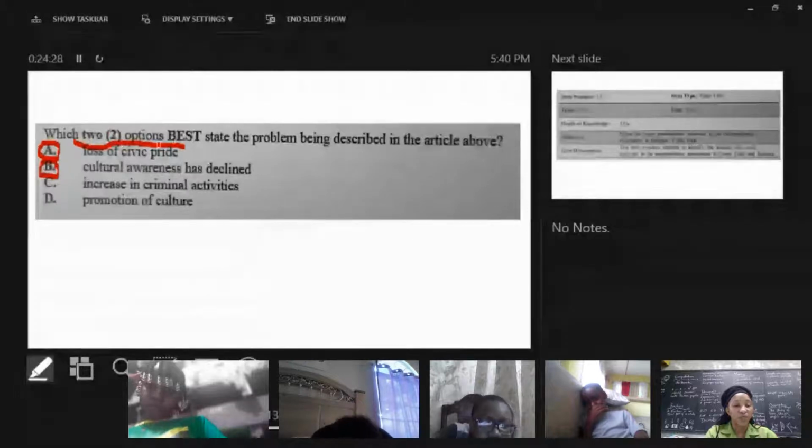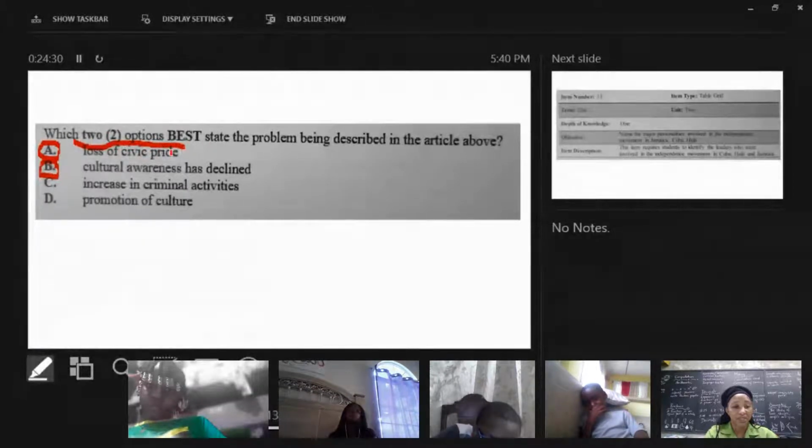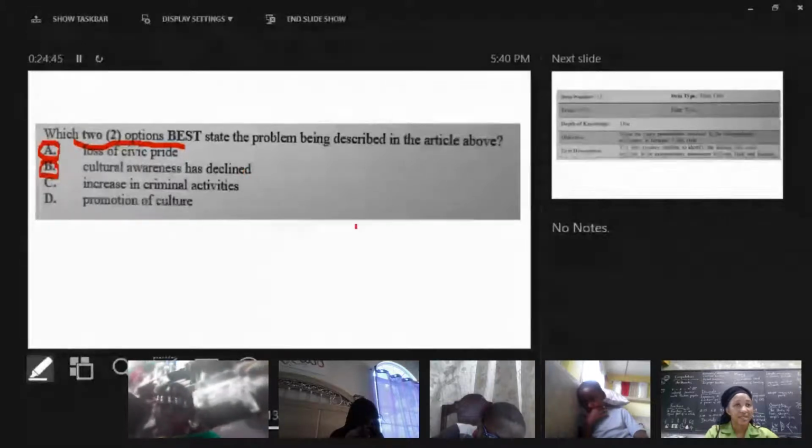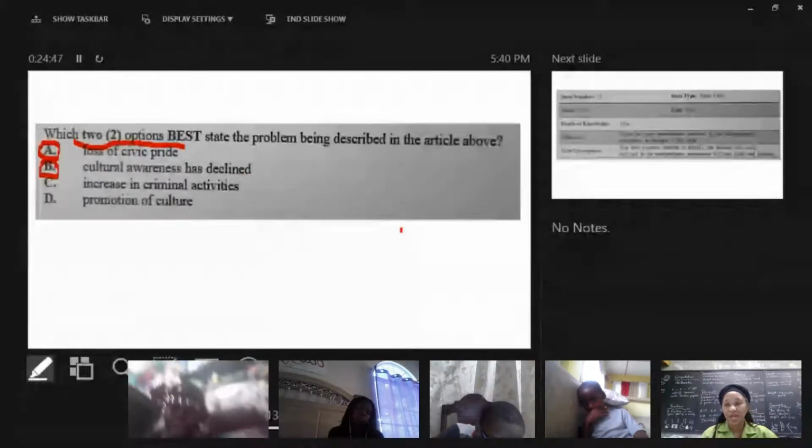They're asking for two options. So it's loss of civic pride. The citizens are no longer proud of their heritage. And cultural awareness has declined. They no longer know about the things that make up their culture and their heritage.